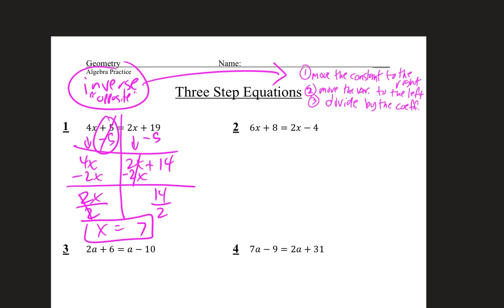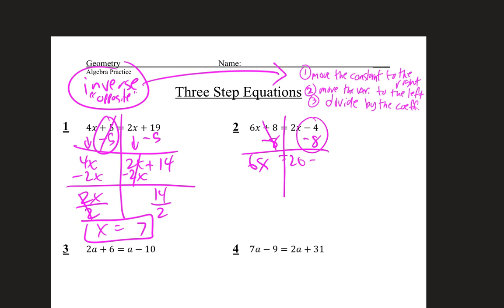If you don't have one of these worksheets, just pause the video and copy down number 2, and then we'll keep going from there. All right, so let's do that. First step, going to move the constant to the right side. Opposite of negative 8. Negative 8 cancels out. 6x equals 2x.